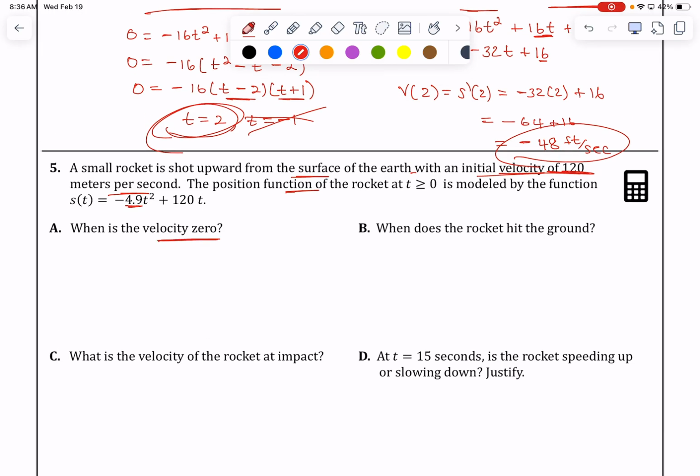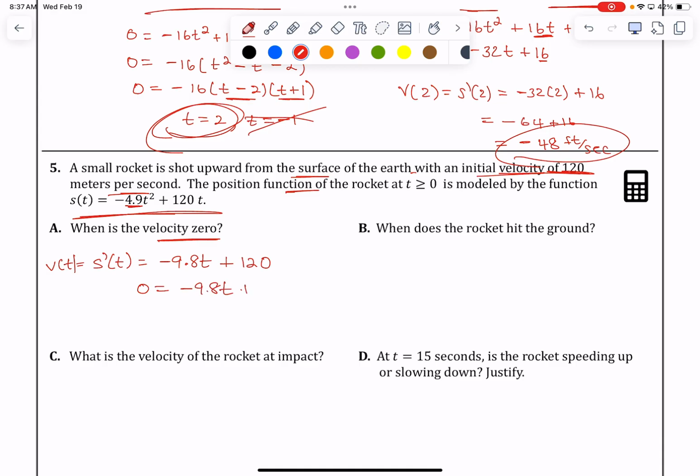Where is the velocity equal to 0? I just got to take the derivative and do what? Set it equal to 0. Watch this. When you take the derivative, watch what you get. Negative 9.8t. And if you took the derivative again, you would get down to acceleration, and it would just be negative 9.8. Set the velocity equal to 0. So 0 equals negative 9.8t. You get it?